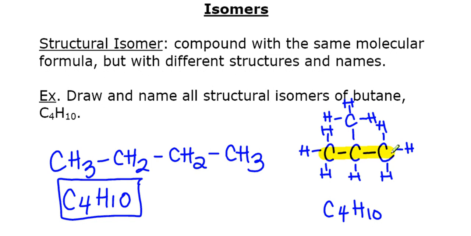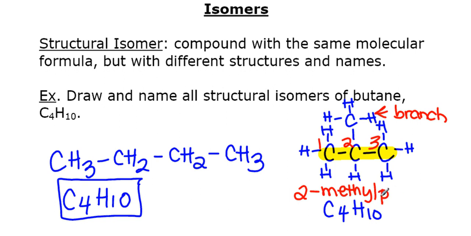This is the main chain. So when we go to number it, we would go 1, 2, 3. And up here we have a branch. So if we were to name this compound, we would take our branch, 1 carbon, which is methyl. It's on number 2. And then we would put our long chain, 1, 2, 3 is propane. So this molecule is 2-methylpropane.